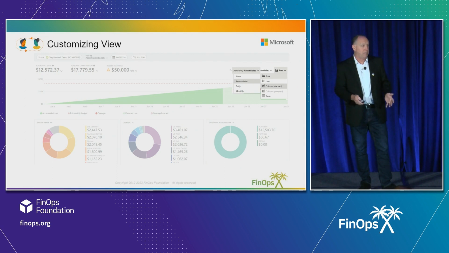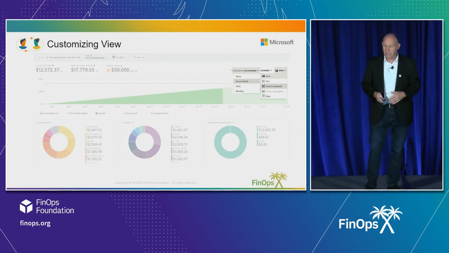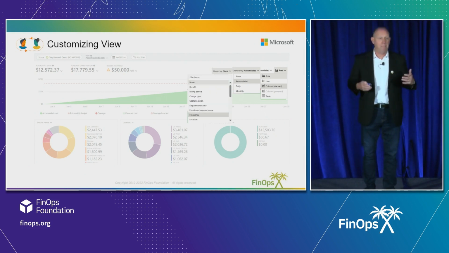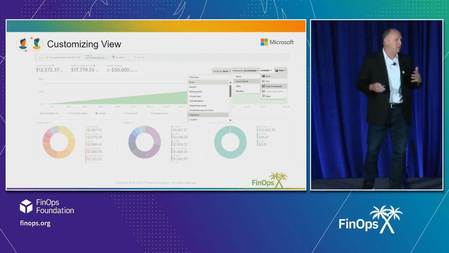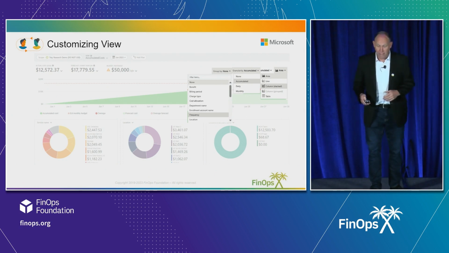I can change the granularity. This is starting out as an all-up accumulated cost, but I can change that to be daily, monthly, if that's the view I need. I can group by a bunch of different dimensions. I won't go through all of these, but I have the ability to really group them by any dimension that is important for the decision-making I'm trying to drive.